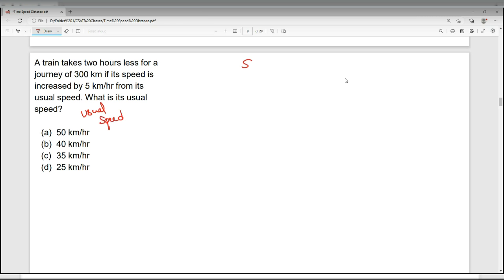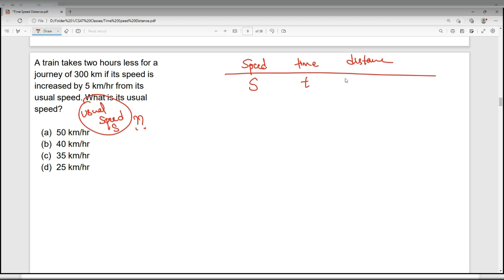Let that speed be S. Mark it here: speed, time, distance. So let the usual speed be S, and the time taken is T1. Distance is 300 kilometers. They are saying that if the speed is increased by 5 kilometers per hour, then the train takes 2 hours less.